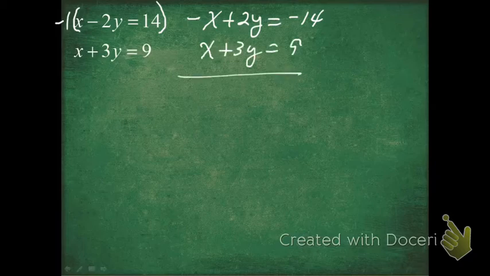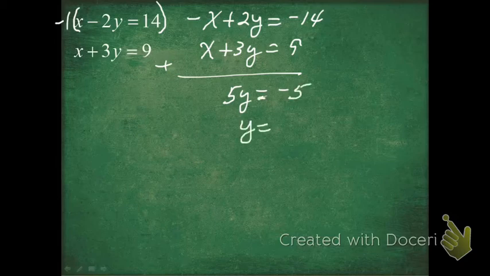and now I'm going to add them together. The x's are gone. 2y plus 3y is 5y. Negative 14 plus 9 is a negative 5. Divide both sides by 5, so y is equal to a negative 1.